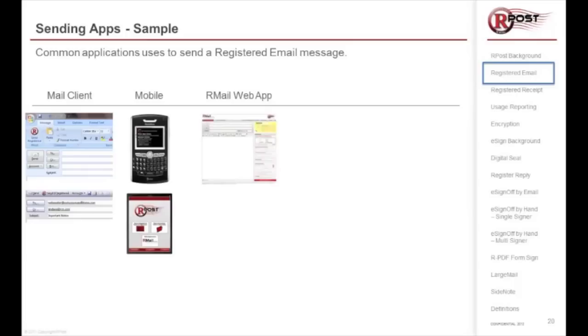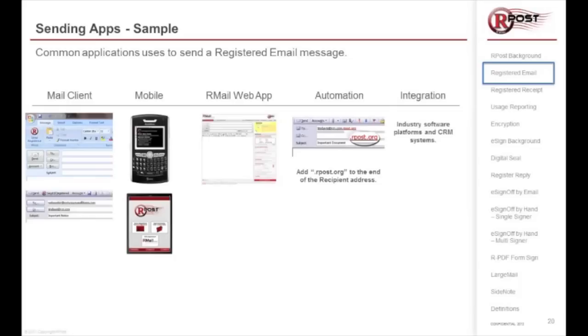So when you need to send an email as a registered email message, it's like having your own post office right on your desktop. Many companies automate the service for high volume or batch sending, things like invoices or notices. And RPost integrates into specialized industry software, different platforms, and CRM systems. So there's a cross-section of how you can send an email registered.